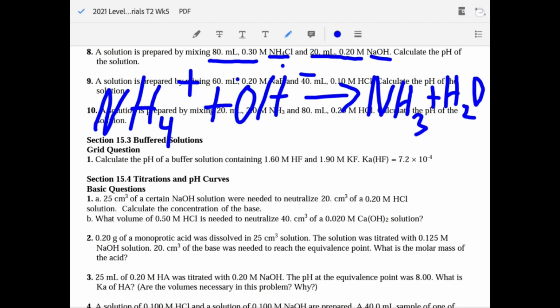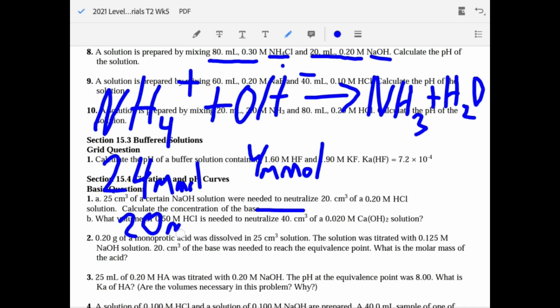NH4 plus: 0.3 times 80, which is 24 millimoles. OH minus: 20 times 0.2, it's 4 millimoles. Then OH minus is limiting, so that cancels out. This becomes 20 millimoles, and this becomes 4 millimoles. H2O is a liquid, so you don't really count that. Now you have these concentrations, then you just apply the formula.